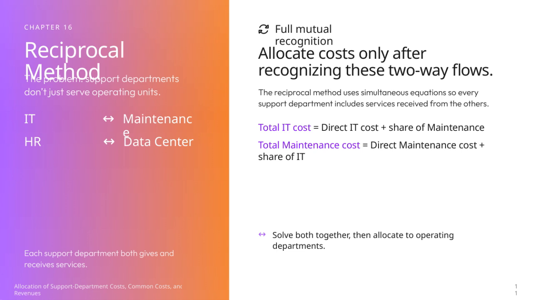Once we have those totals, we allocate the combined costs to the operating departments. This method ensures a more accurate distribution of support costs by acknowledging the complex interplay among support functions.